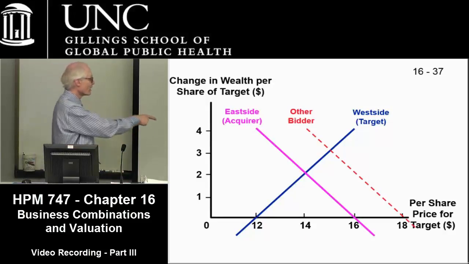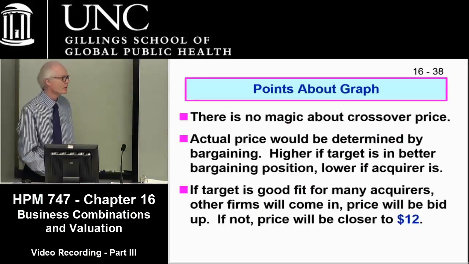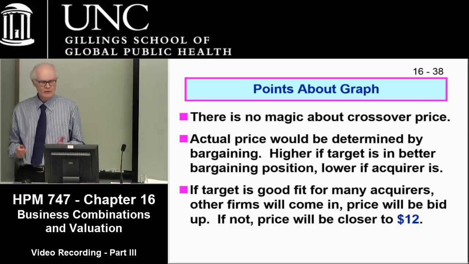If the price is $16 per share, you can see the Eastside, the acquirer, gets nothing, and the target gets the $4 per share. On the other hand, if it sells for $12 per share, the target gets nothing, but the acquirer gets the $4 per share. So in the real world, we will end up somewhere between the 12 and the 16 bucks. So, points about the graph, there's no magic about where you're going to be. The actual price would be determined by bargaining.